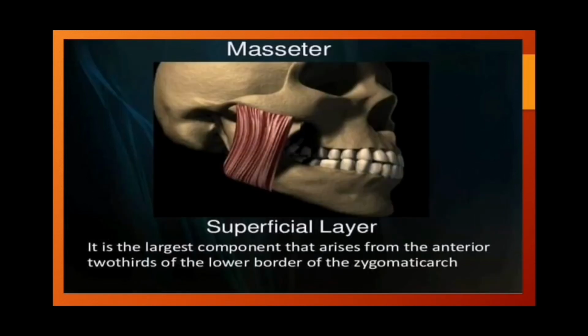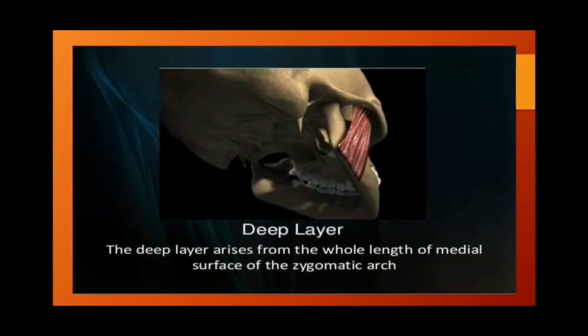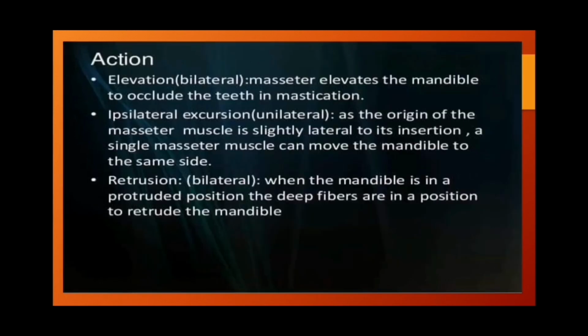Masseter muscle. Superficial layer: the largest component, which arises from the anterior two-thirds of the lower border of the zygomatic arch. Middle layer: takes its origin from the medial surface of the anterior two-thirds and the lower border of the posterior one-third of the arch. Deep layer: arises from the whole length of the medial surface of the zygomatic arch.